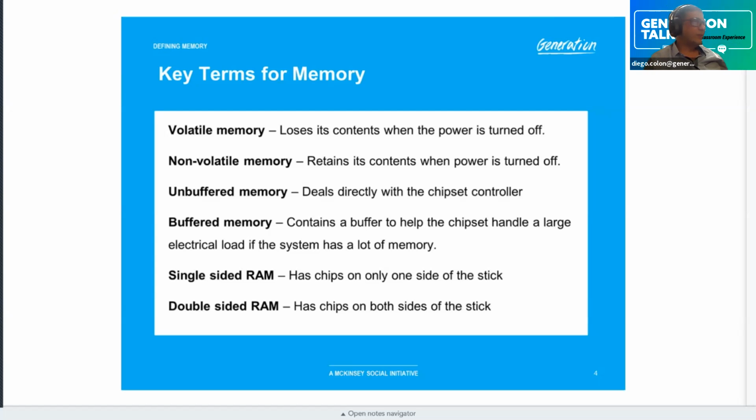Kevin, can you read to me the key terms of memory that are here? Volatile memory loses its contents when the power is turned off. Non-volatile memory retains its contents when power is turned off. Unbuffered memory deals directly with the chipset controller. Buffered memory contains a buffer to help the chipset handle a large electrical load if the system has a lot of memory. Single-sided RAM has chips on only one side of the stick. Double-sided RAM has chips on both sides of the stick.